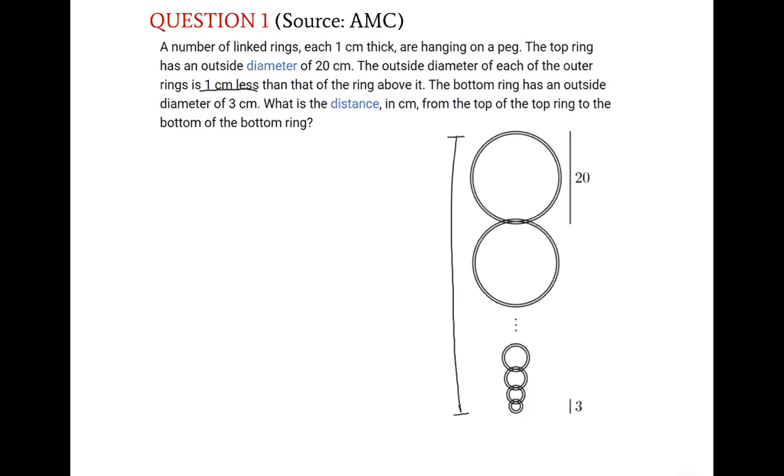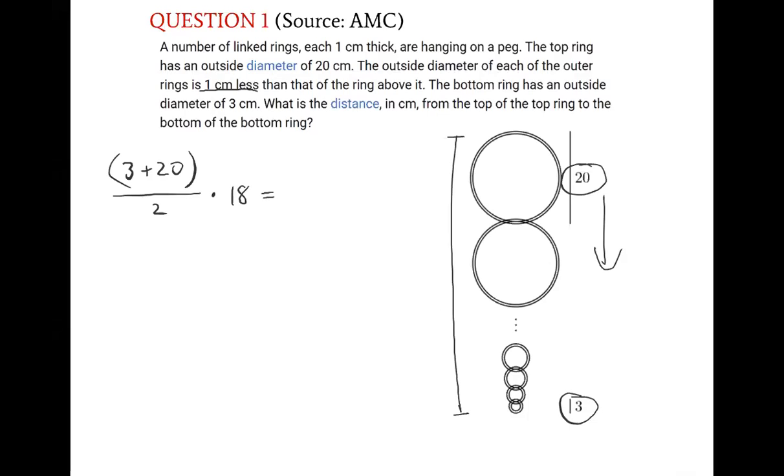So we want this distance, and we know that as you go down, each ring is 1 centimeter less wide. So if we're going to add up all the diameters of the rings, we're going to do 3 plus 20 divided by 2 times the number of rings. And since we have rings of diameter 3 to 20, that means we have 18 total rings.